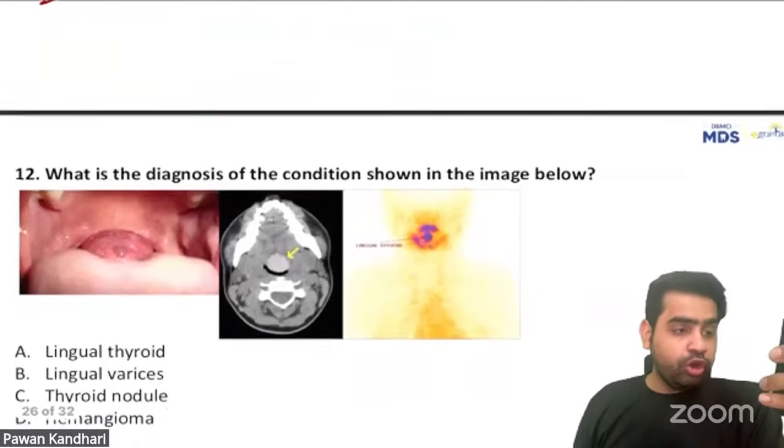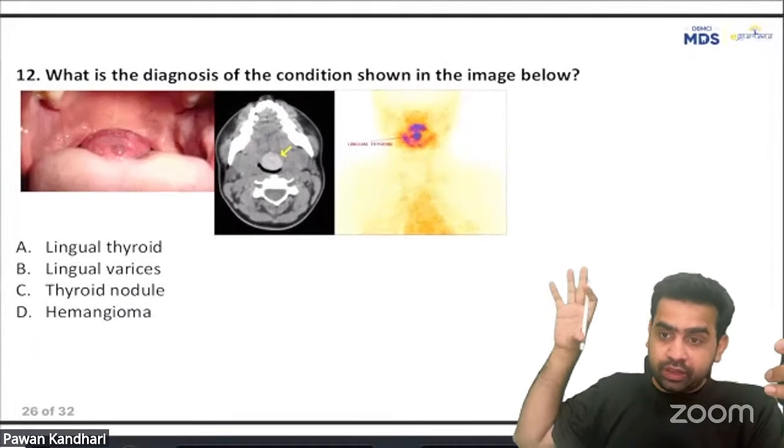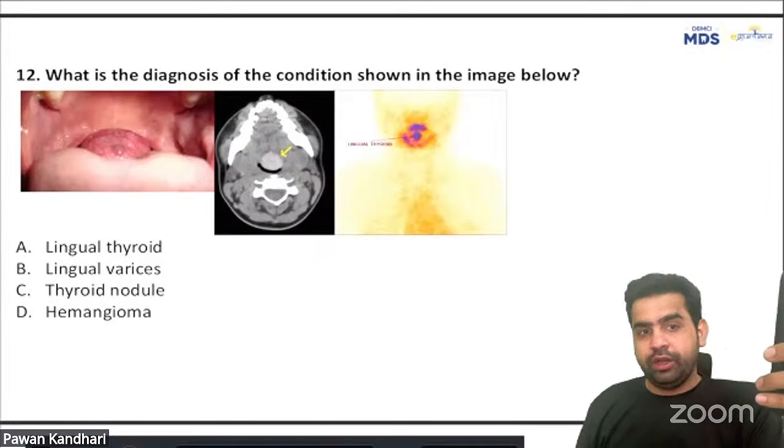Why not tubercular? Because in tubercular, you're going to get a cold abscess, and just by giving antibiotics, that tubercular abscess is not going to come down.